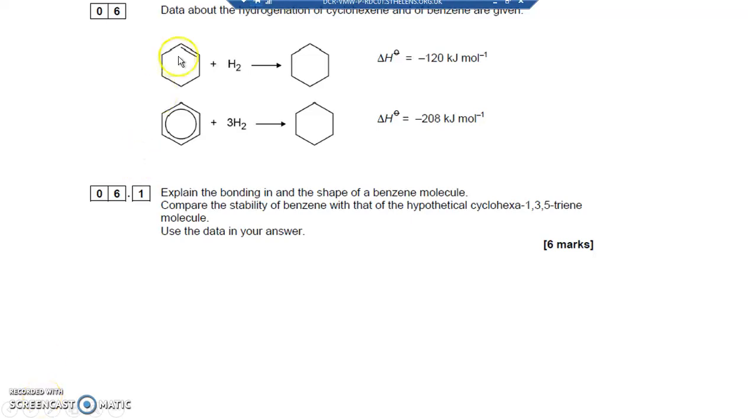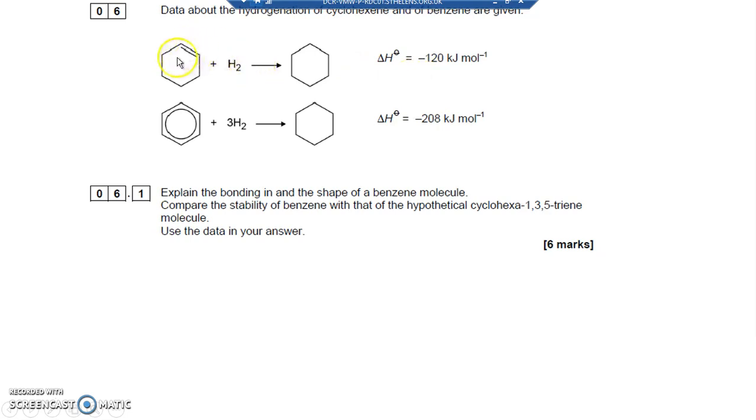Question 6, a tricky question this. So you've got cyclohexene, so it's got 6 carbons, it's got 2 hydrogens on every carbon, except on this one we've got a double bond, so we've just got a double bond here. And if we add hydrogen across the double bond, it's exothermic by 120 kilojoules per mole.